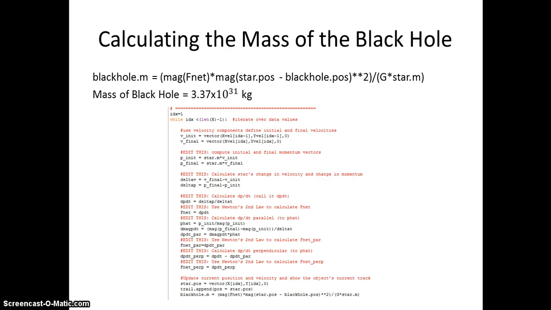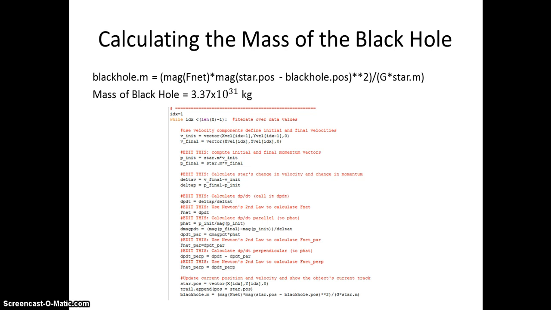The mass of the black hole was also calculated in the while loop using the net force that was calculated. Here is a screenshot of the while loop that calculates the mass. All of the equations to calculate velocity, momentum, net force, and the components of the net force were entered in along with the equation to calculate the mass of the black hole. The mass of the black hole equals the magnitude of the net force times the magnitude of the distance between the star and black hole squared, divided by big G times the mass of the star.